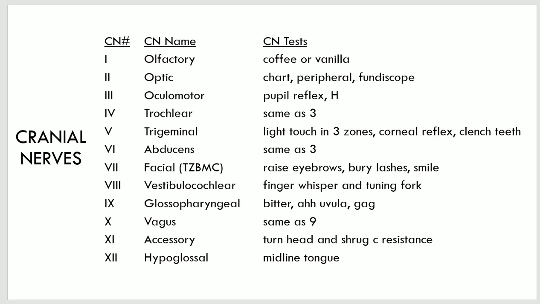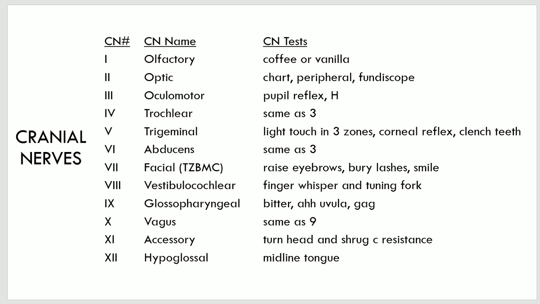The doctors are going to have you raise your eyebrows, squeeze your eyes together as tight as possible. That's what the Berry Lashes test is. And then they're going to have you smile and see if one side of the smile maybe doesn't go up as high as the other one. If you're drooping on one side, that's all to test cranial nerve number 7, your facial nerve.